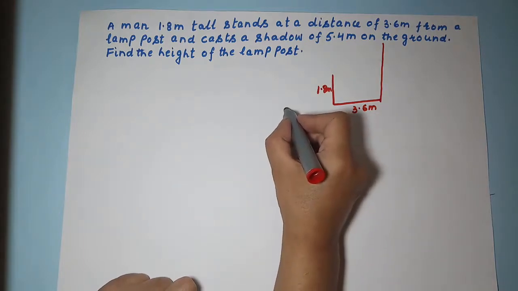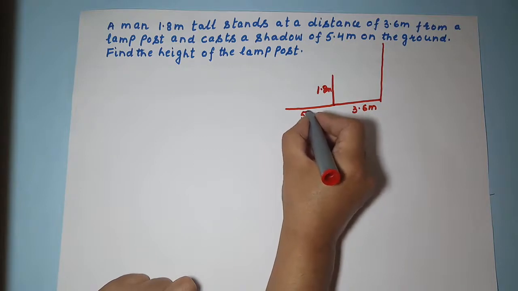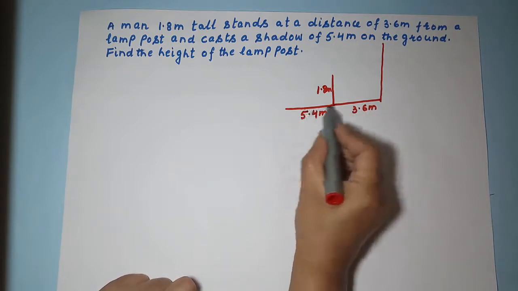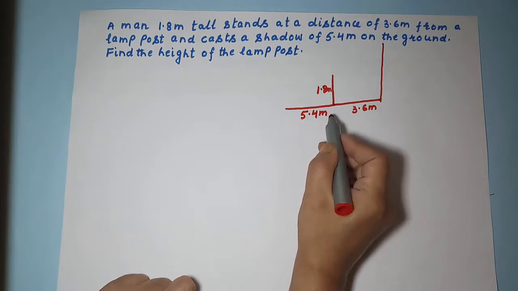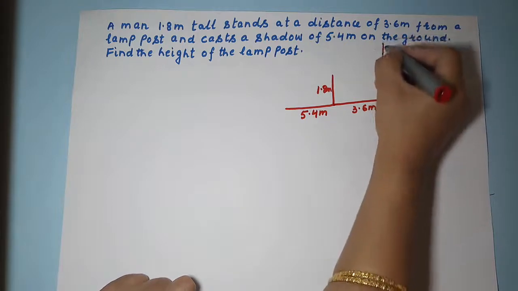We know that shadows are always longer, right? So 5.4 meter is the length of the shadow. Find the height of the lamp post. He wants us to calculate the height of the lamp post.